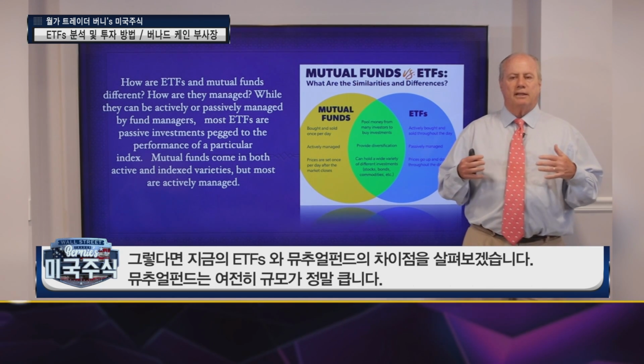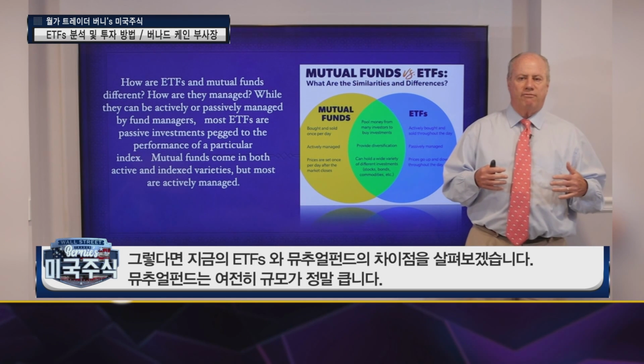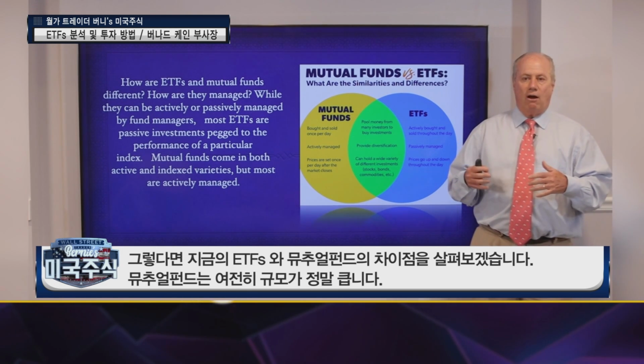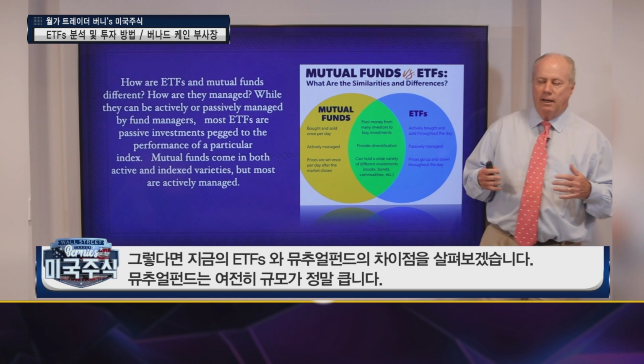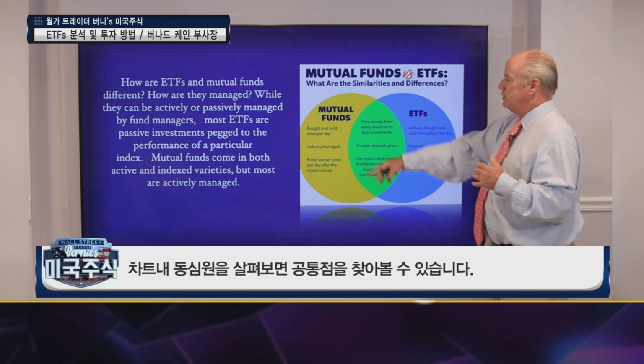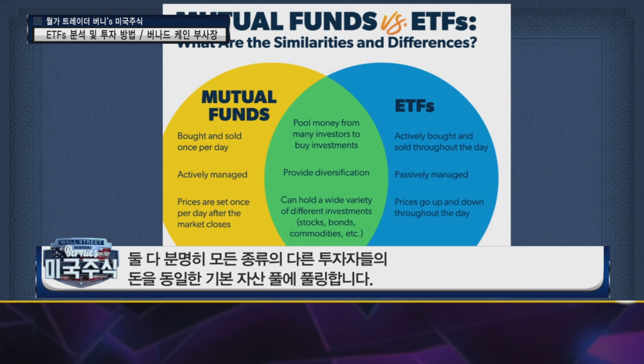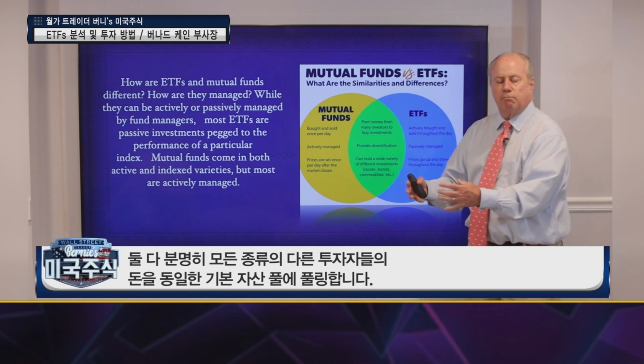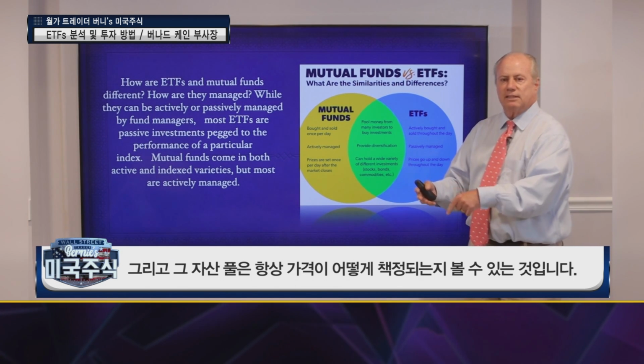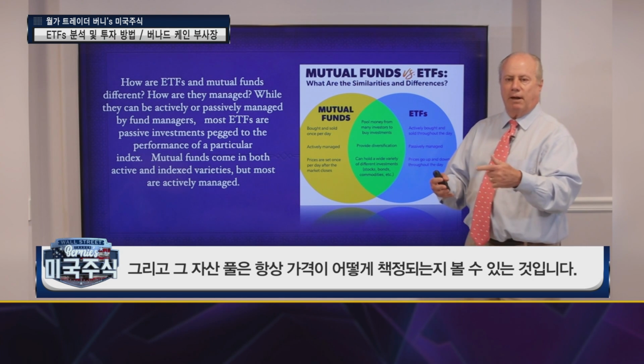So let's just look at the difference between an exchange-traded fund now and a mutual fund now. Mutual funds are still really, really big. So if we just do these concentric circles, the things they have in common: both obviously pool money from all sorts of different investors into the same basic pool of assets. And that pool of assets is what we can see how it prices all the time.